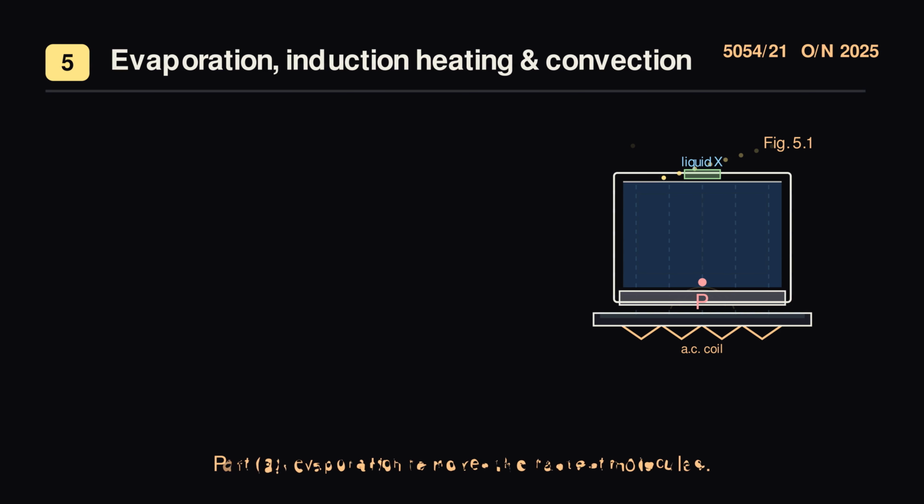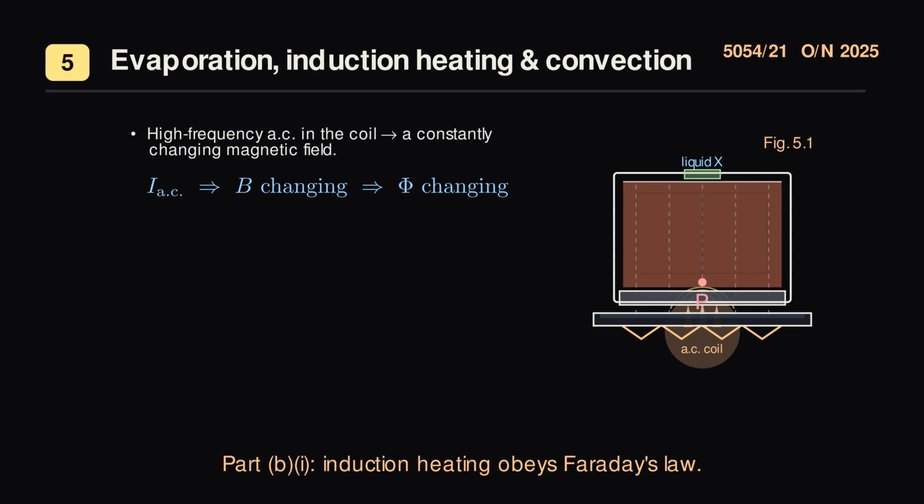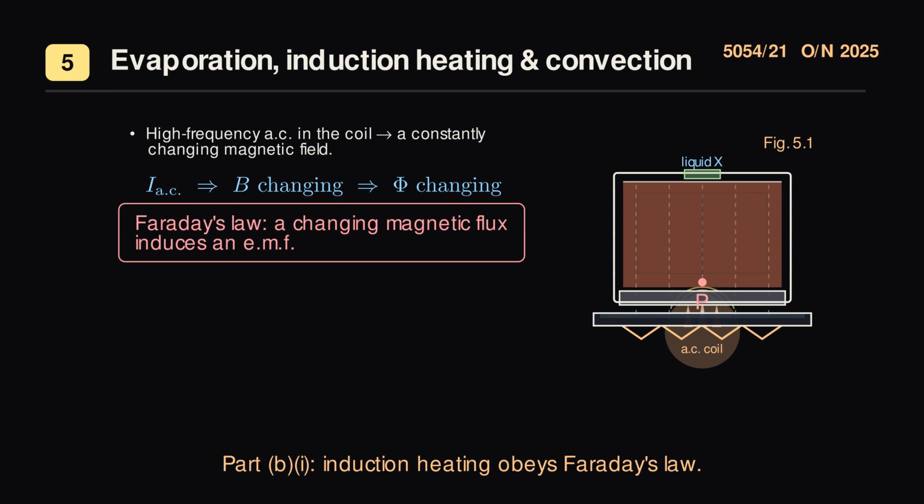Part B, Part 1. High-frequency AC in the coil produces a magnetic field that keeps changing. The changing flux through the iron base induces an EMF by Faraday's law, driving eddy currents that heat the base.